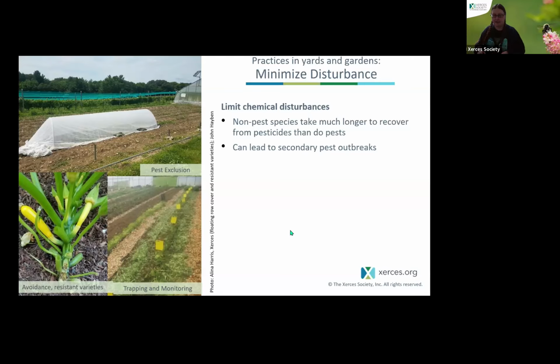Killing off the predators and parasitoids not only lead to pest outbreaks, but they can lead to secondary pest outbreaks, right? And so creating a whole new pest problem. And secondary outbreaks can lead to more damage than primary pests. Examples include spider mites and slug, which can be kept in check with beneficial insect populations.